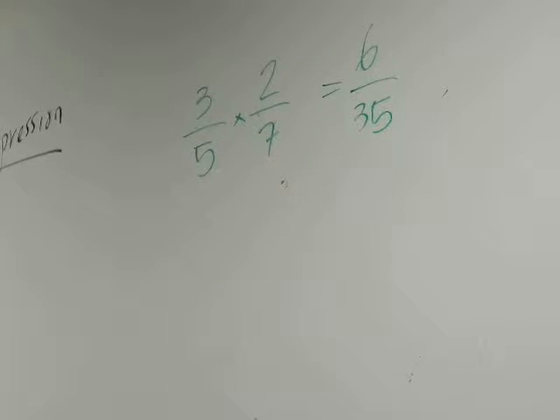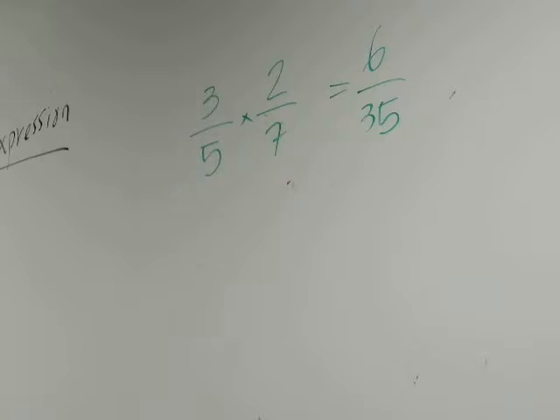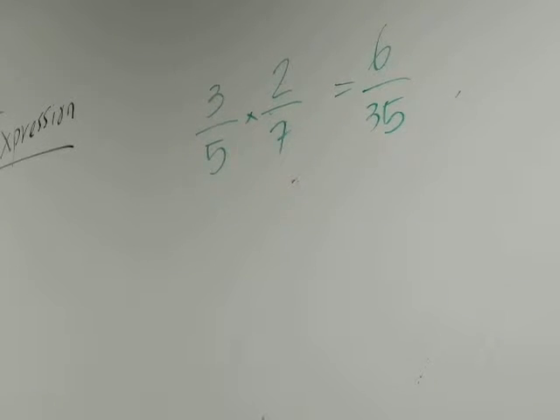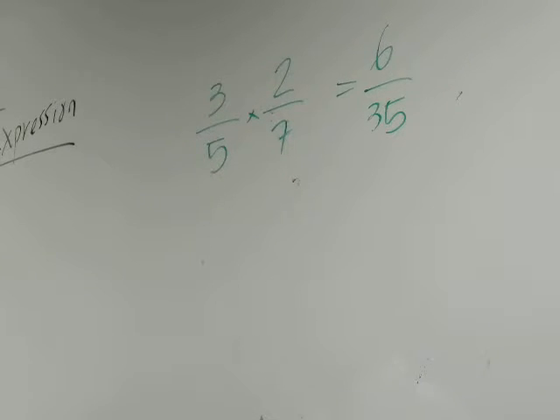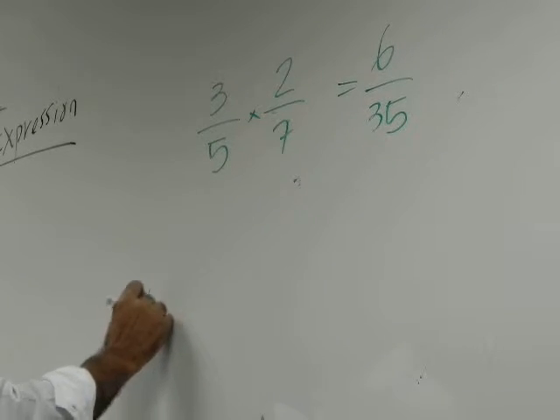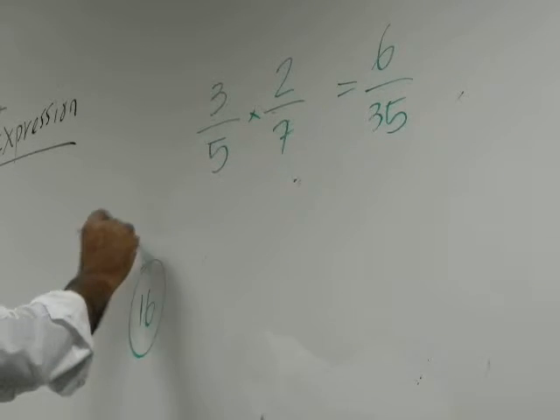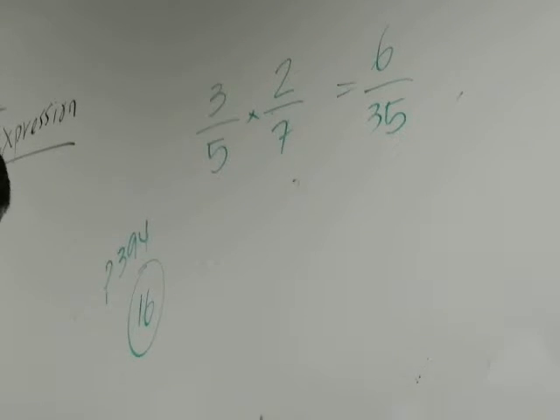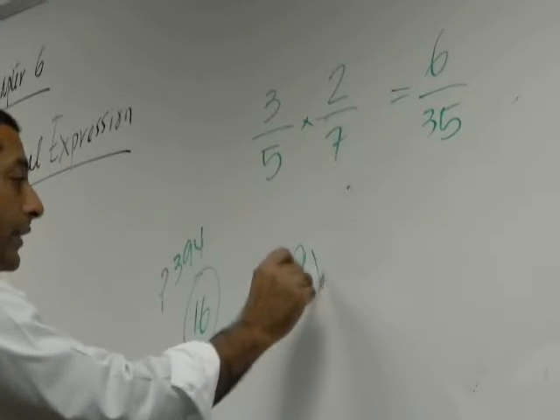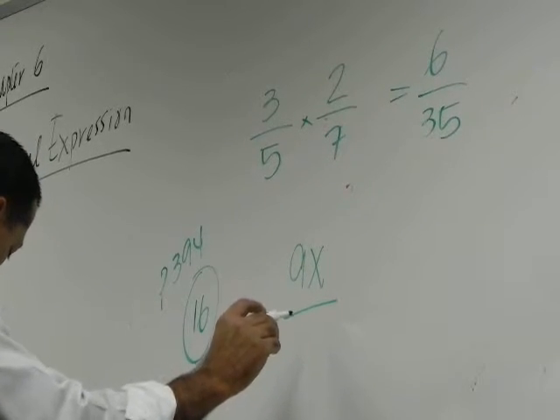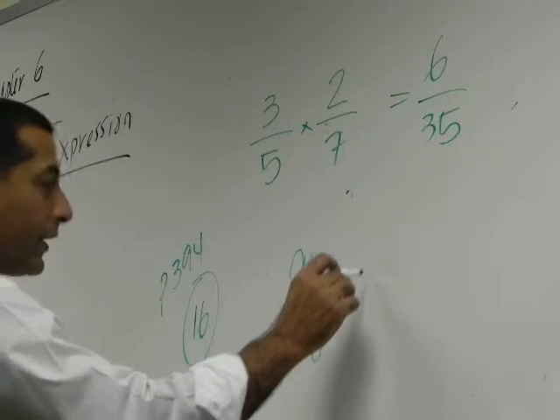Let's take an example and see if we can simplify this. This is on page 394. The problem they're giving us is 9x over 10 times 5 over x squared.